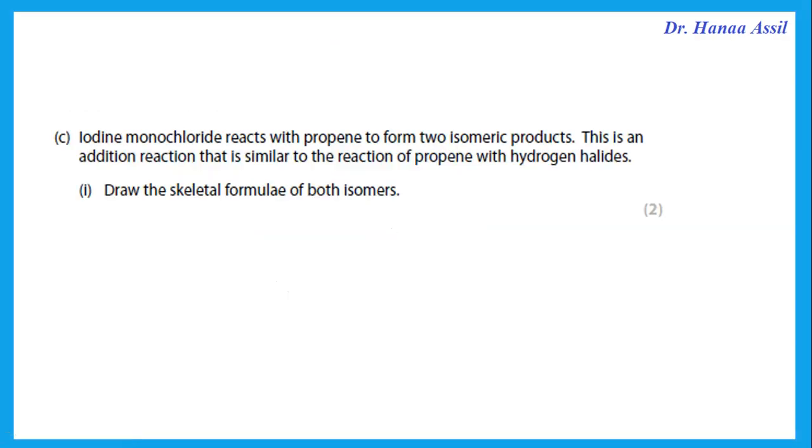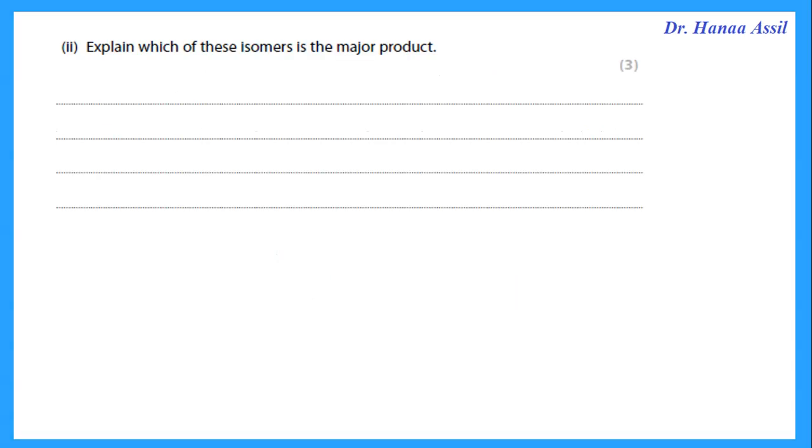Iodine monochloride reacts with propene to form two isomeric products. This is an addition reaction that is similar to the reaction of propene with hydrogen halides. Draw the skeletal formula of both isomers. So we're starting with propene. We're reacting with ICl, and that means we're going to open up the double bond, put an I and put a Cl. Well, where are we going to put the I and where are we going to put the Cl? That is the two isomers. So either the chlorine is in the middle or it is the iodine that is in the middle.